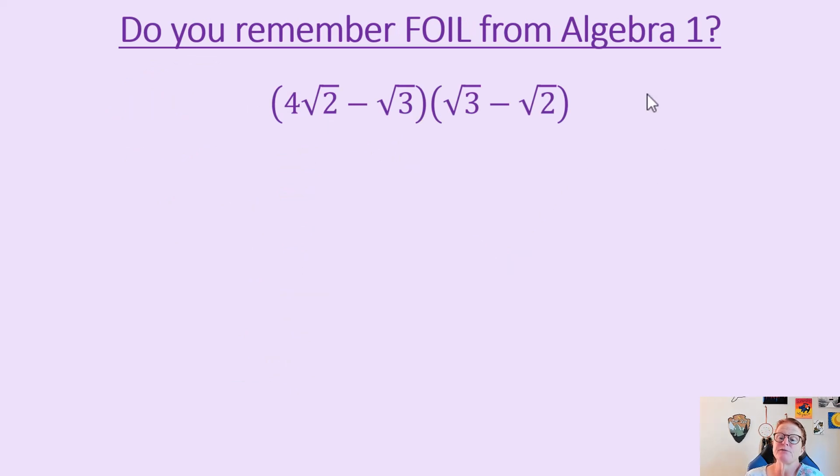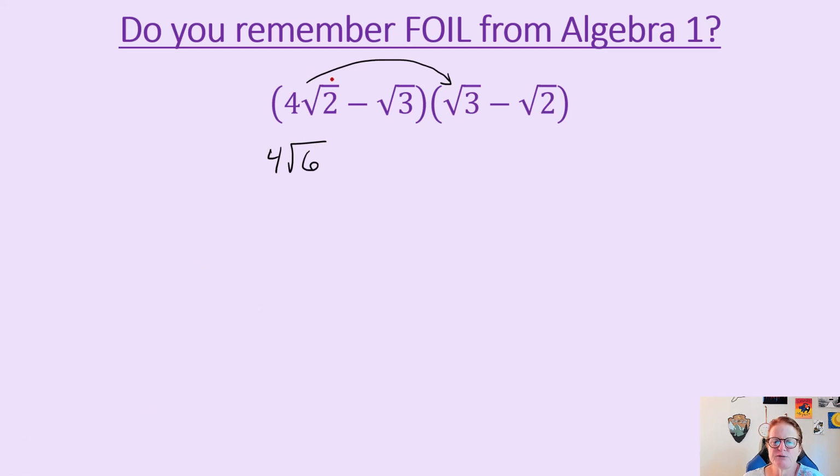Now, do you remember FOIL from Algebra 1? First, outer, inner, last. This is when we have two binomials that we're multiplying together. It's kind of a distributive property problem. You're going to take the 4 times the square root of 2, and multiply it times the square root of 3. So that's 4 times 1 is 4, and the square root of 2 times the square root of 3 is the square root of 6.